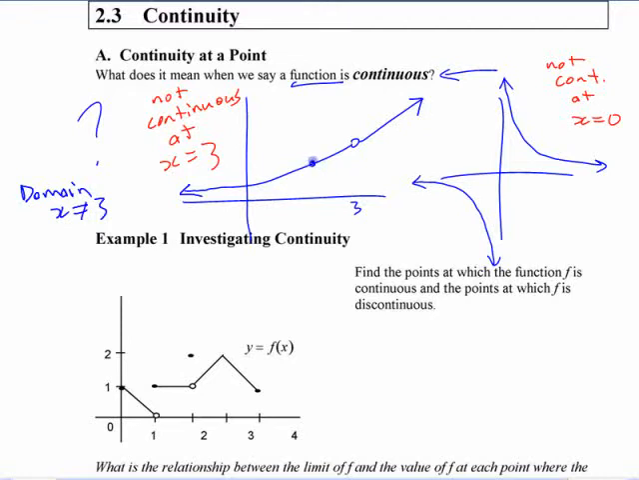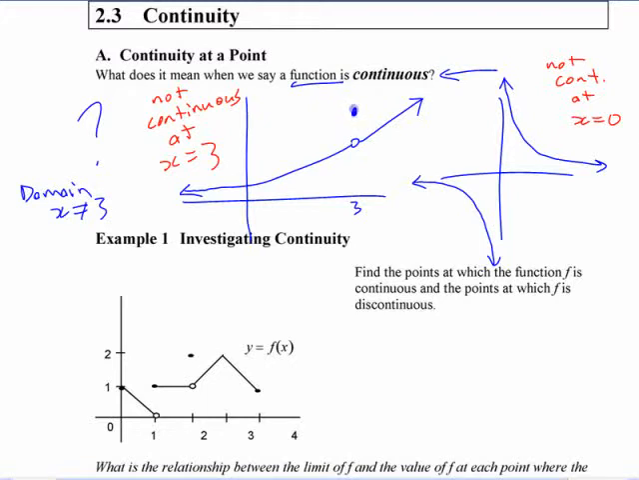Is it continuous here? Is it continuous here? Is it continuous at every point up to that hole? It is, right? It's continuous at every point on its domain. So the complication from grade 11 is this is going to be called a continuous function even though it has a discontinuity, because the discontinuity is not a point on its domain.